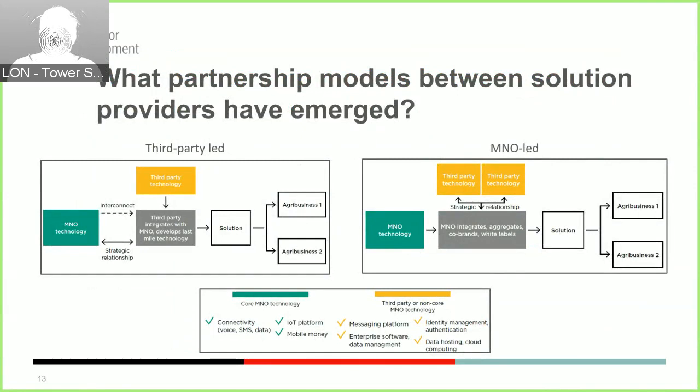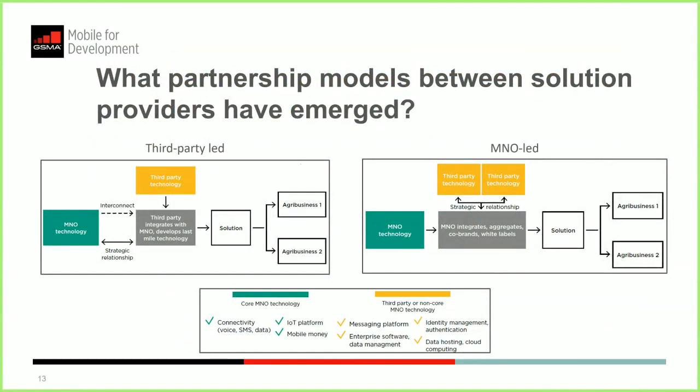Under a third-party led model, here to the left, and this model is currently prevalent, I would say, a range of third-party tech providers, with different skills and capabilities, use the core assets of one or more mobile operators, of course connectivity and mobile money, to develop their own digital solutions and then market these solutions directly to agribusinesses. You have the core assets that are key assets of the MNOs at the bottom of this diagram. And to the right-hand side, some core assets that are MNO assets, but also potentially assets of third-party tech providers.